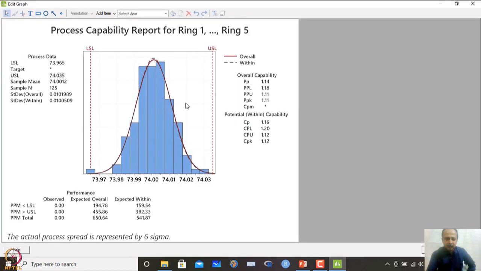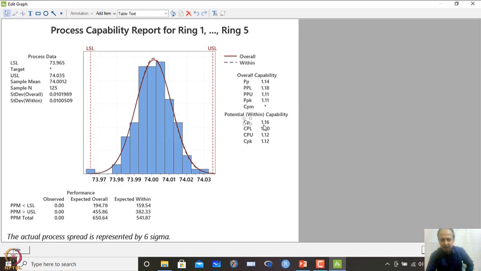At present we do not want to see all of that. Just note that LSL is taken as 73.965, USL is taken as 74.035. I have not given the target over here, I have only given the width band that is given by the customer. And then I will only see the CP index that you see over here.